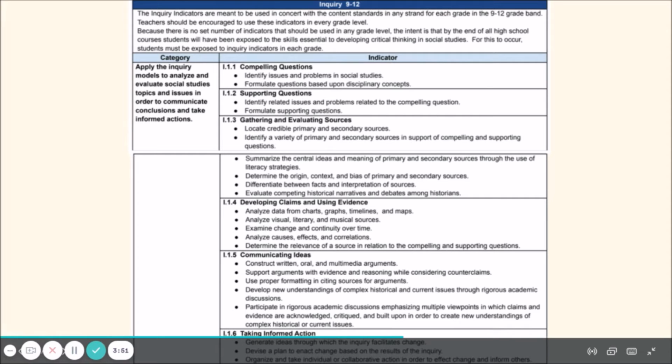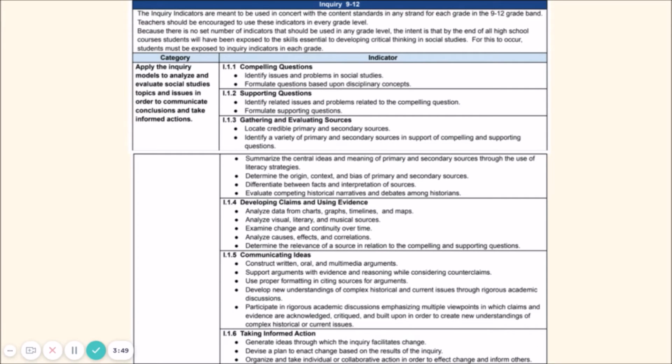Here's a look at what our standards provide to us. Our inquiry strand might look slightly different depending on the grade level, but it's something that's been implemented from K through 12th grade, and it includes each of the things that you see here on the screen: compelling questions, supporting questions, an opportunity for students to gather and evaluate multiple, again, varying sources to find the different perspectives on different topics and events in history.